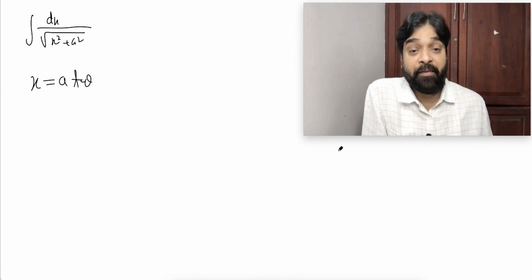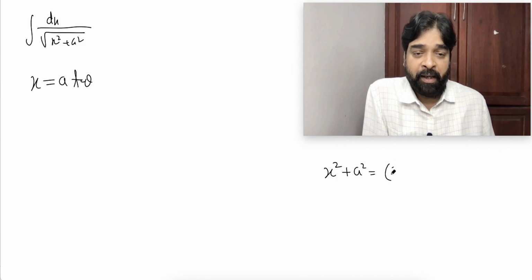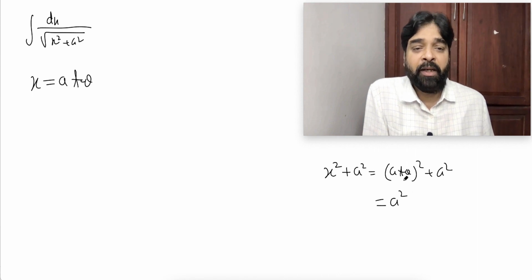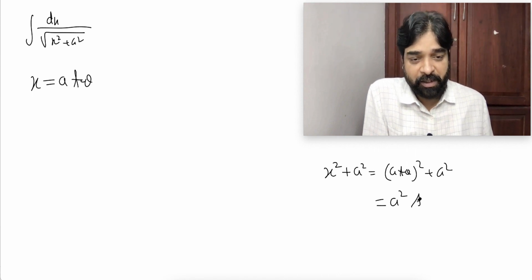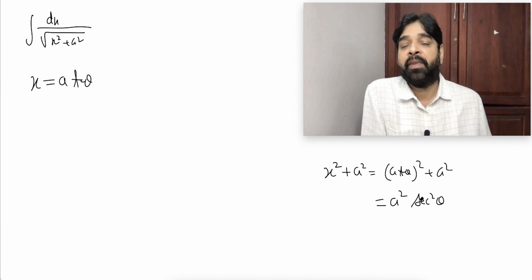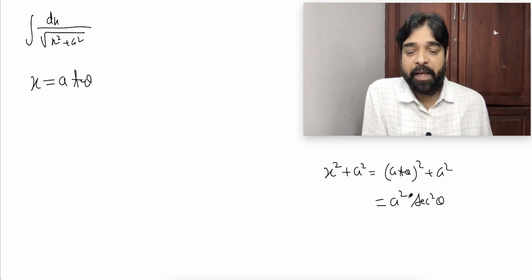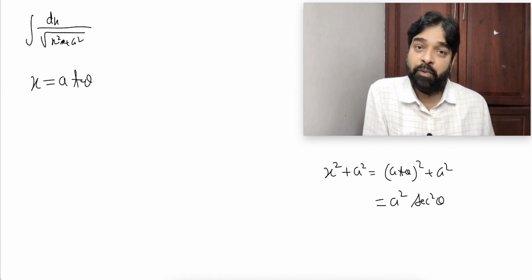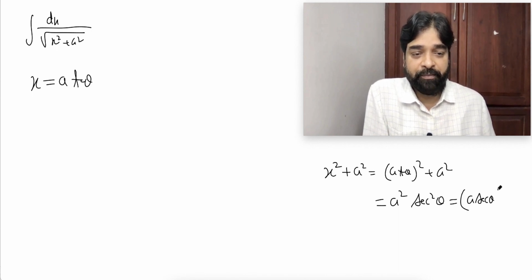Because if I put a tan theta, think carefully everybody, x square plus a square will become a tan theta whole square plus a square. So this will become a square tan square theta. So a square will be common and you will get tan square theta plus 1, which is nothing but secant square theta. So this total will become a square secant square theta. So that is the perfect square, right? This will become nothing but a secant theta whole square.